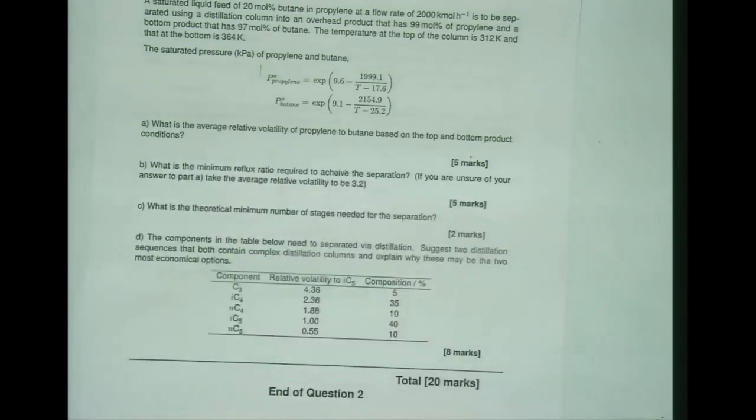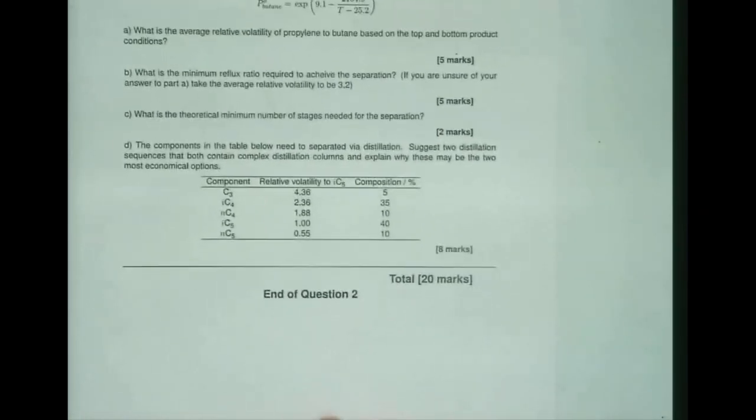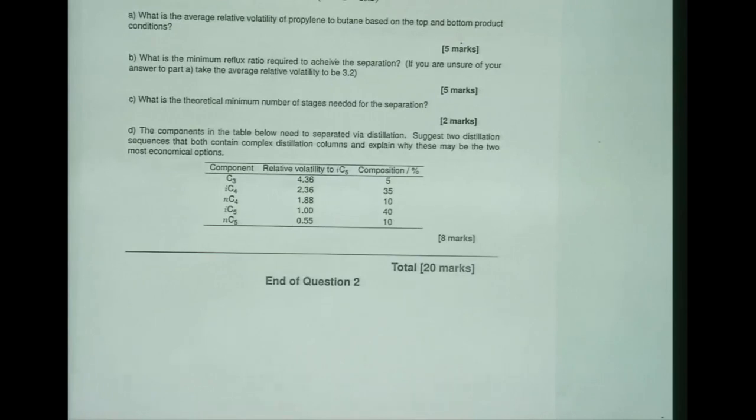So, if we move on to part D, part D then gives us 5 different components and asks us to think about how we would separate these 5 different components. And it says suggest 2 distillation sequences that both contain complex distillation columns, and explain why these sequences might be the most economic option.